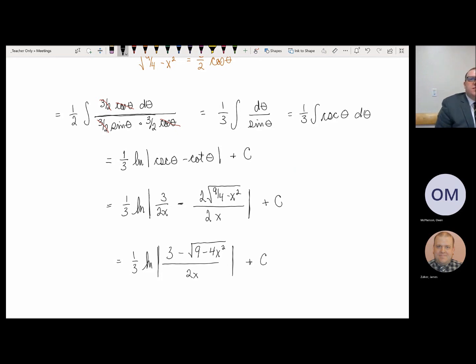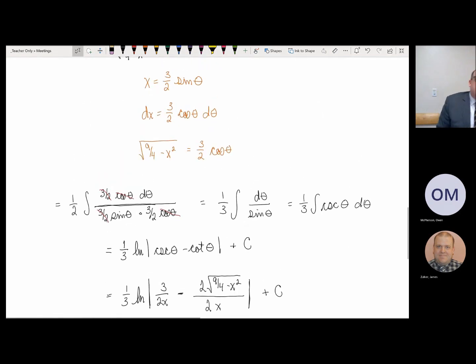Just the substitution for cotangent, the complement. Cosine over sine. Right, so cosine is 2/3 of this. Sine is 2/3 of this. And all I did was cancel out the 1/3 over 1/3. So you're left with 2 times the square root over 2x.